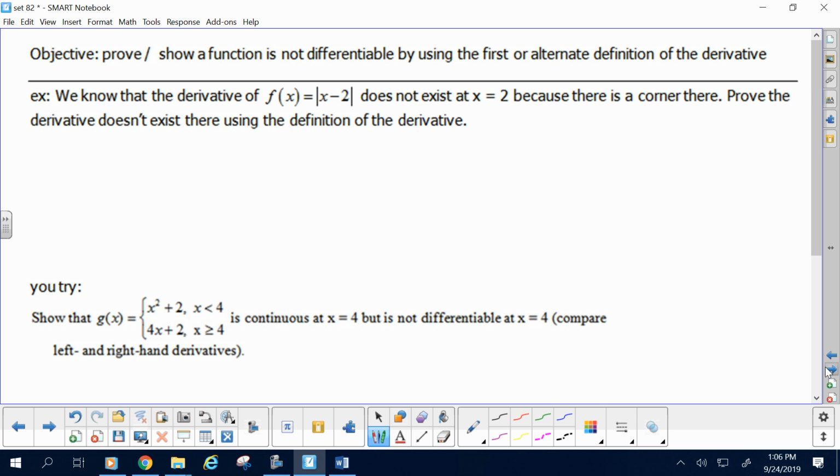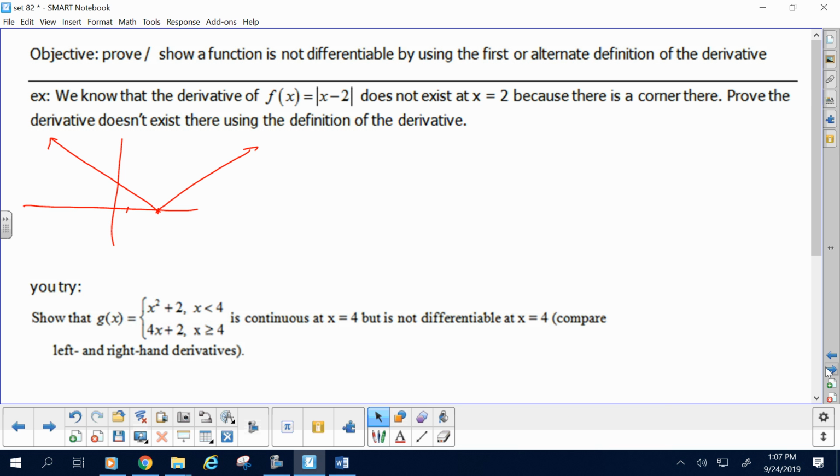Okay. Last but not least, this is the part that tends to give students trouble, if there is trouble. Using the definition of the derivative to prove that the derivative doesn't exist at a point. You know the derivative of f of x equals the absolute value of x minus 2 does not exist at x equal 2 because there's a sharp corner there. Prove the derivative doesn't exist using the definition of the derivative. Okay? So, let's be 100% clear. Every time I give this on the test, there's a subset of people that says f prime of 2 doesn't exist because there's a sharp turn, a corner there.